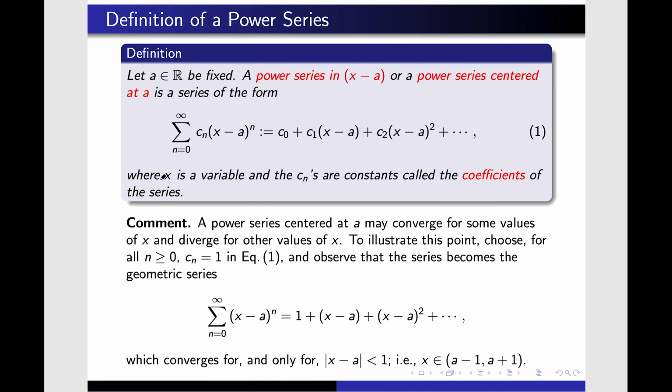The x is the variable, and the c_n's are constants. They are called the coefficients of the series. So you can think about a power series as actually a function. It's a function in x, and it has a domain. Every function has a domain. What does the domain of a function mean? It's the set consisting of all the inputs accepted by the function.